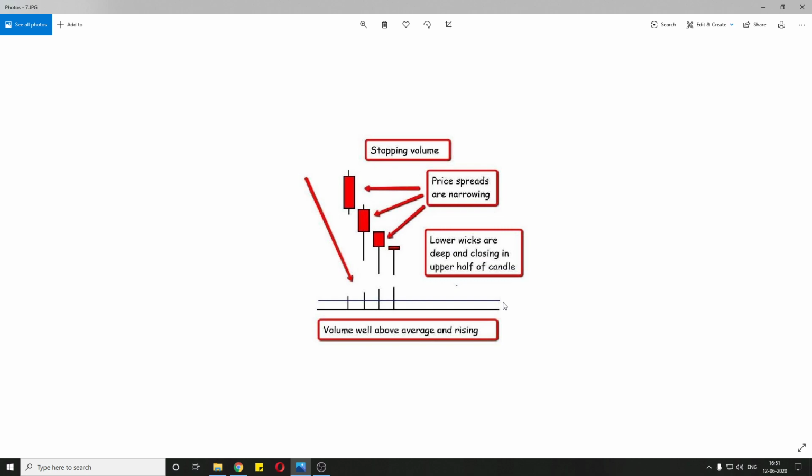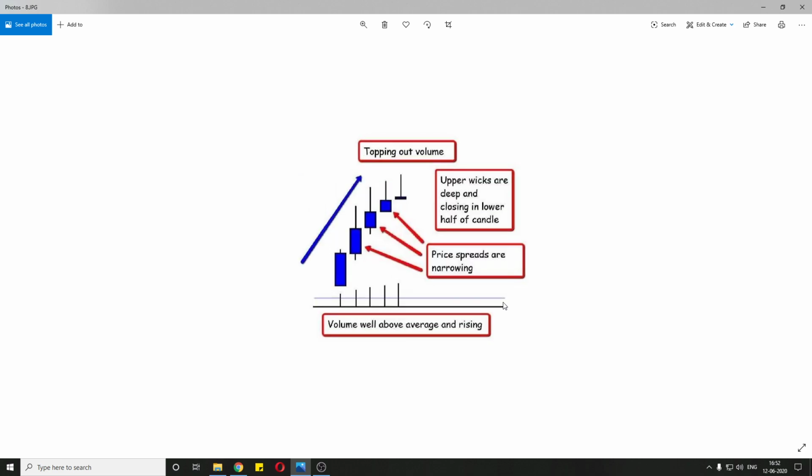Here we see stopping volume, where at the end of the downtrend we start to see lower wicks forming with volume which is above average, indicating that there is buying pressure from the lower levels. Now we have topping out volume, which is shown by the upper wicks forming and the volume is increasing. These are basically inverted hammer candles and they indicate that there is selling pressure from the top.